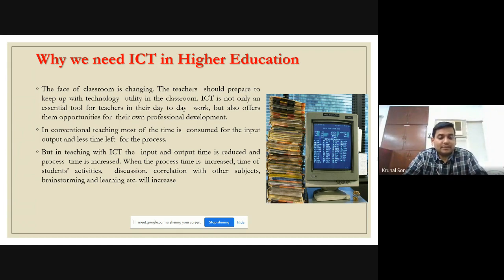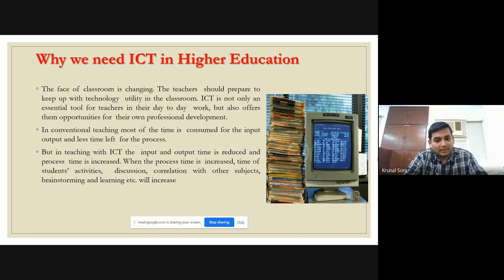Real applications of the things which are required in the market are now possible. So in teaching with ICT, the input and output time is reduced, right? So the duration of the process time has been reduced, right? Let's suppose for the physical classroom, students have to come, they will see it, they will settle down, right? So this operational time has been reduced as far as ICT classrooms are concerned.